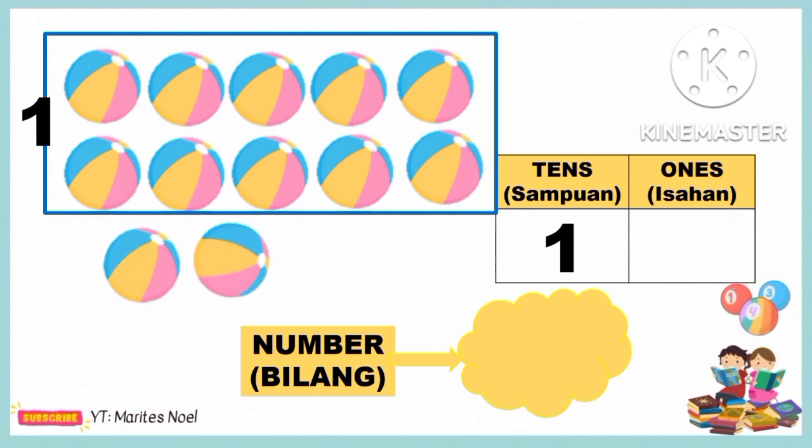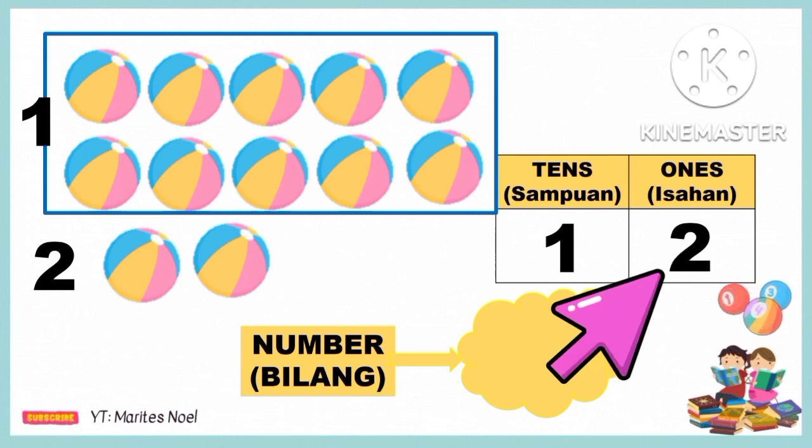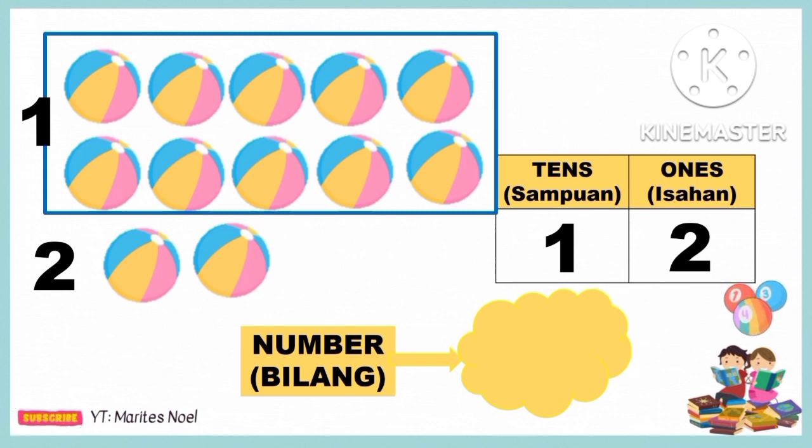1, 2. So we have 2 ones. In Filipino, mayroon tayong 2 isahan mula sa grupo ng mga bola. Let us read. 2 ones. In Filipino, 2 isahan.